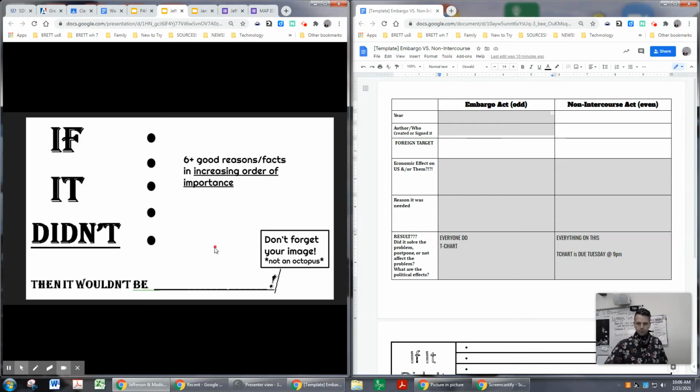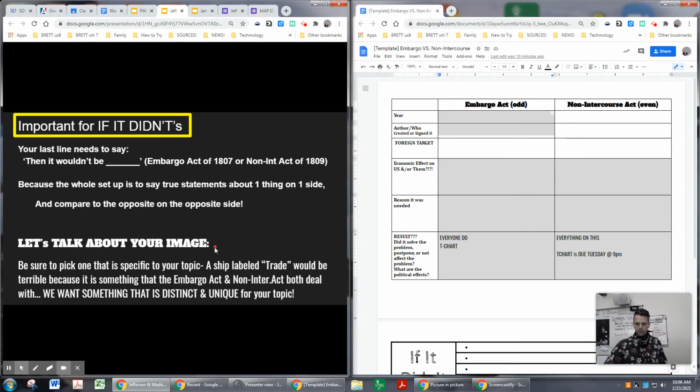And there it is. That's your format. I think that's all I got for you. Double check. Aha, important. Don't forget that last line, because the whole setup is to say true statements about that one thing and make sure we know what that thing is. And then just on your image, make sure it's something specific. Pause here, read that. And that's what I got for you guys.